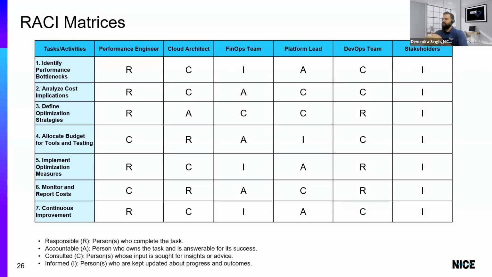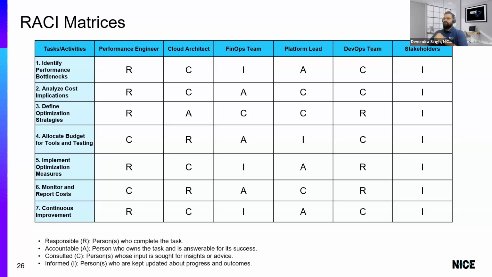So there are some tasks and activities that we have listed. And if you see in the different columns, there are the roles that each organization may have. These tasks and activities and roles may differ from organization to organization, but this can be taken as a reference to define the clear responsibility and accountability for each of the team members while designing the cost optimization process.